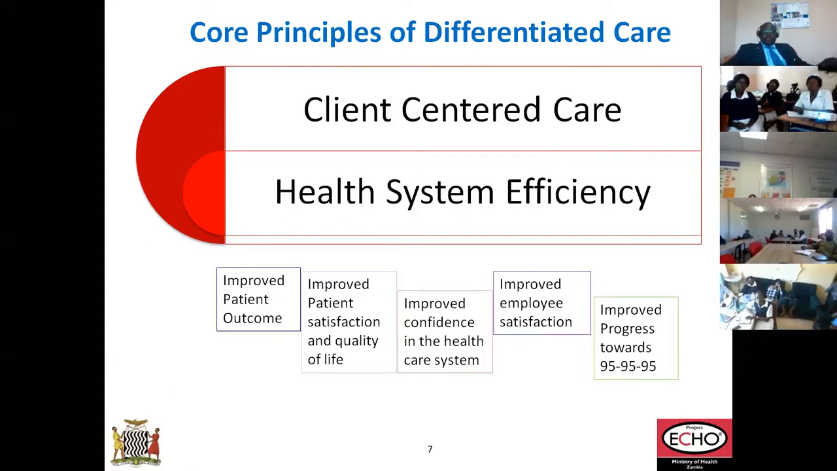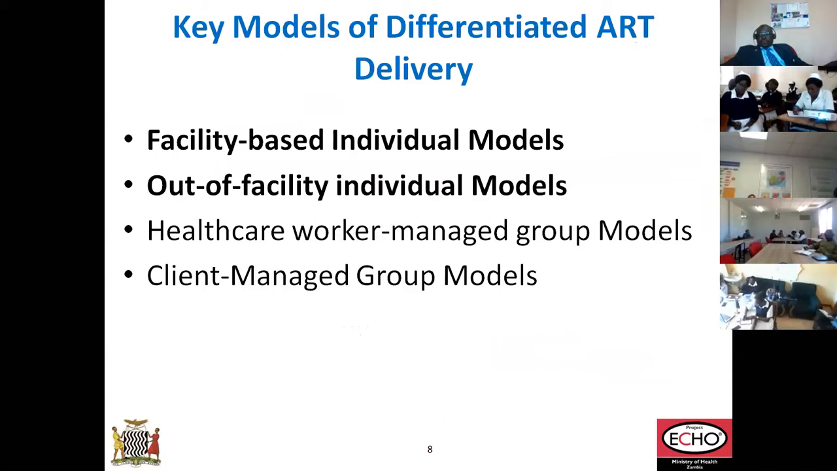What I've just described to you is a very client-centered service, and it must focus on improving health system efficiency. If you do all of that properly, you will see that it improves patient outcomes, patient satisfaction, and quality of life. It does improve confidence in the healthcare system. Throughout this continent, there are patients in a number of countries who don't feel very confident about their healthcare system. But when you decongest and do differentiated service delivery, they begin to feel very confident about it. And you want to improve the clinical staff's satisfaction, because they're not overwhelmed. And again, moving towards our 90-90 or 95-95 targets. Next slide.